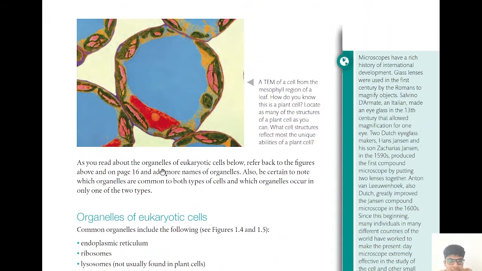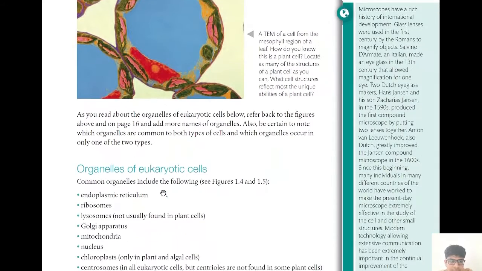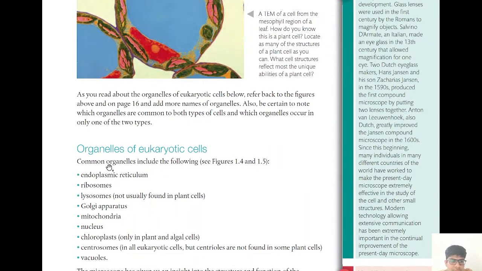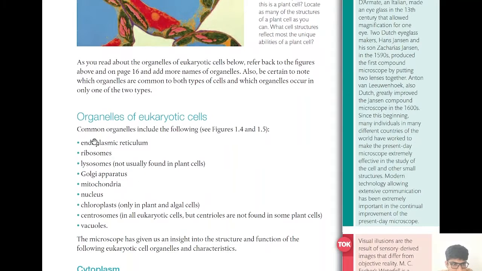As you read about the organelles of the eukaryotic cell below, refer back to the figures above on page 16 and add more names to the organelles. Also, be certain to note which organelles are common to both types of cells and which occur in only one of the two types. Organelles of the eukaryotic cells are endoplasmic reticulum, ribosomes, lysosomes, which are not usually found in plants, Golgi apparatus, mitochondria, nucleus, chloroplasts, found only in plant and algal cells, and centrosomes in all eukaryotic cells, but centrioles are not found in some plant cells, and vacuoles.